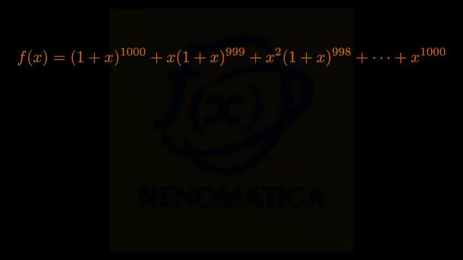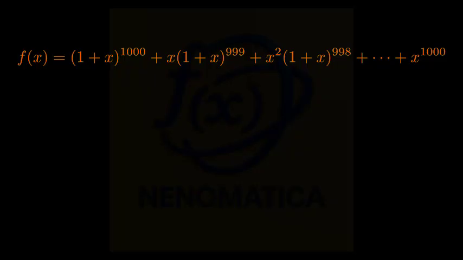In this lesson, we will find the coefficient of x to the 50 in a long sum by turning it into a simple binomial using the geometric series factorization idea. Here is the function f of x. It starts with (1 plus x) to the 1000, then plus x times (1 plus x) to the 999, and continues this pattern all the way to x to the 1000.